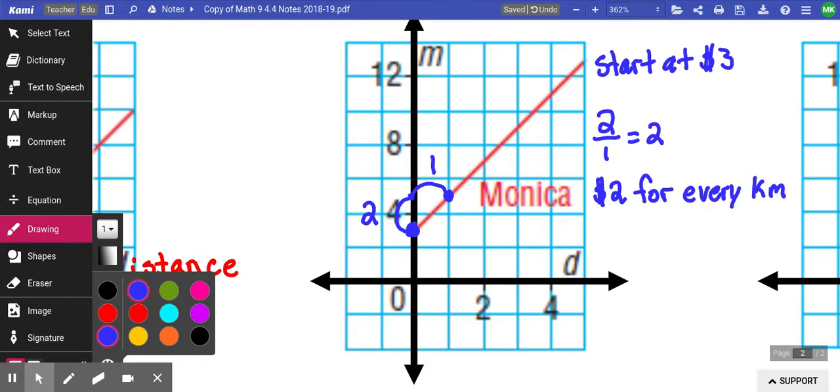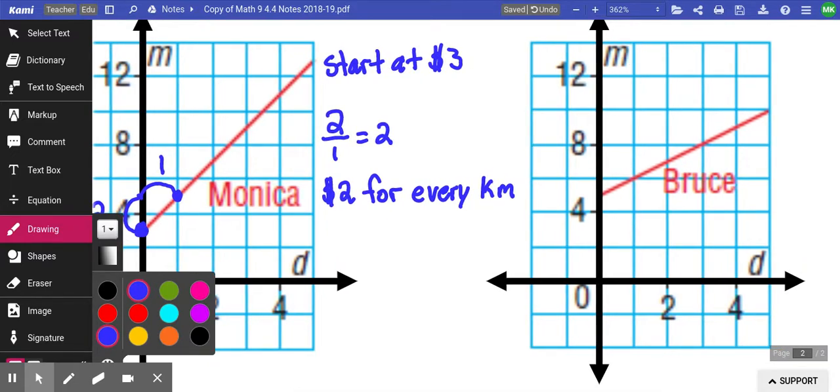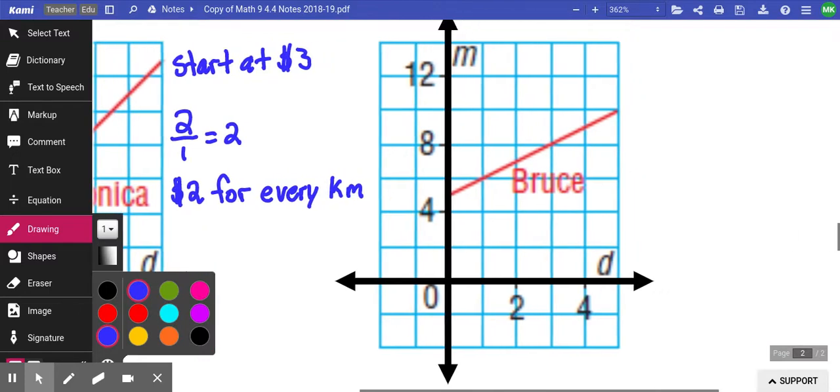If you're looking at the third one, I want you to see if you can figure out what Bruce's starting value is for this charity and figure out the rate at which Bruce is making money for this charity. So I'll give you a second to try to find the starting value and the rate at which Bruce makes money.